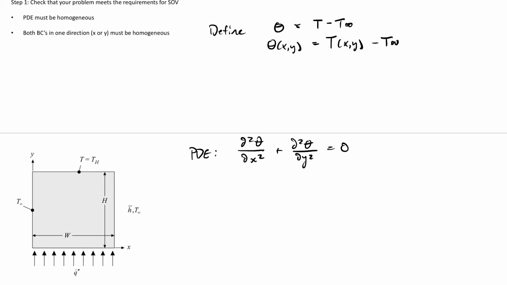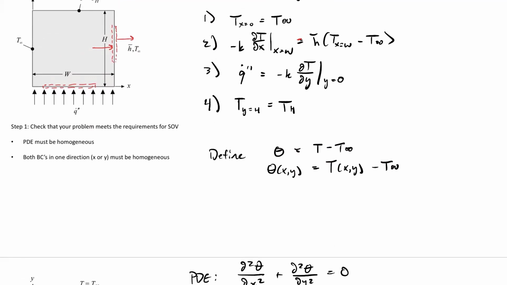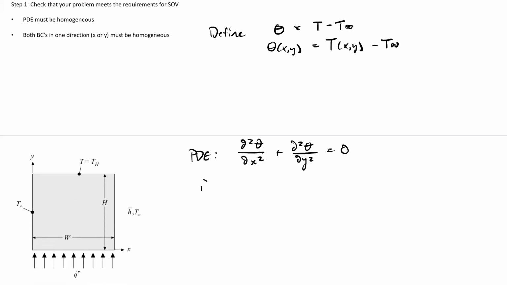Our first boundary condition: T at x equals 0 is equal to T infinity. So this becomes theta at x equals 0 is equal to 0. We're taking this problem with reference to T infinity, so if we're forcing that to be T infinity at that boundary, then theta is 0. Now we've just created a homogeneous boundary condition at x equals 0.